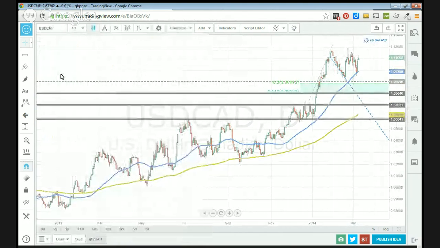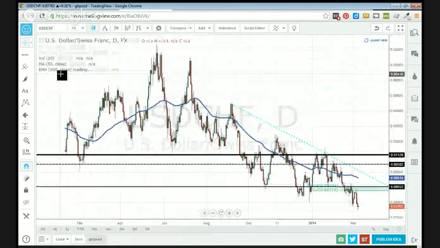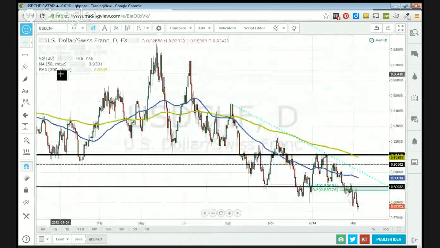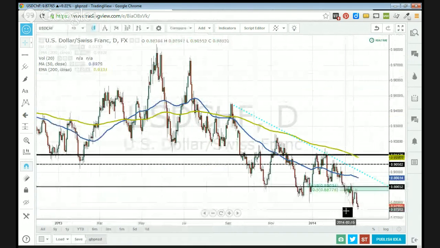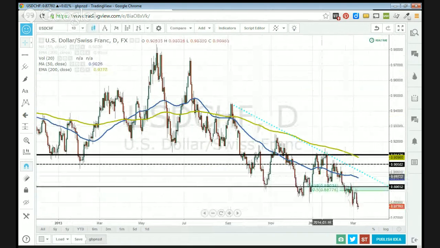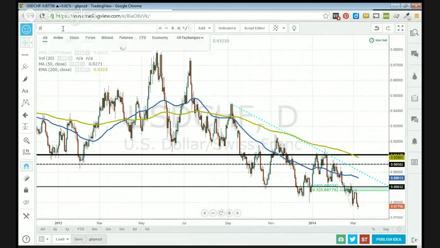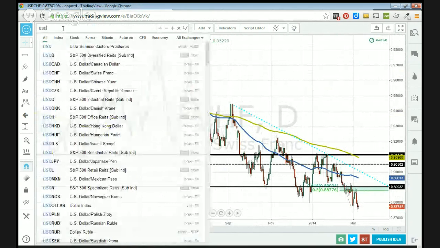Dollar Swiss. Nothing here. It keeps hitting new lows. Now waiting for the pullback. If we can pull back to 89.03, this line here might be interesting, a 61.8 Fibonacci line and a support or resistance level. Until then, I don't want to chase it.